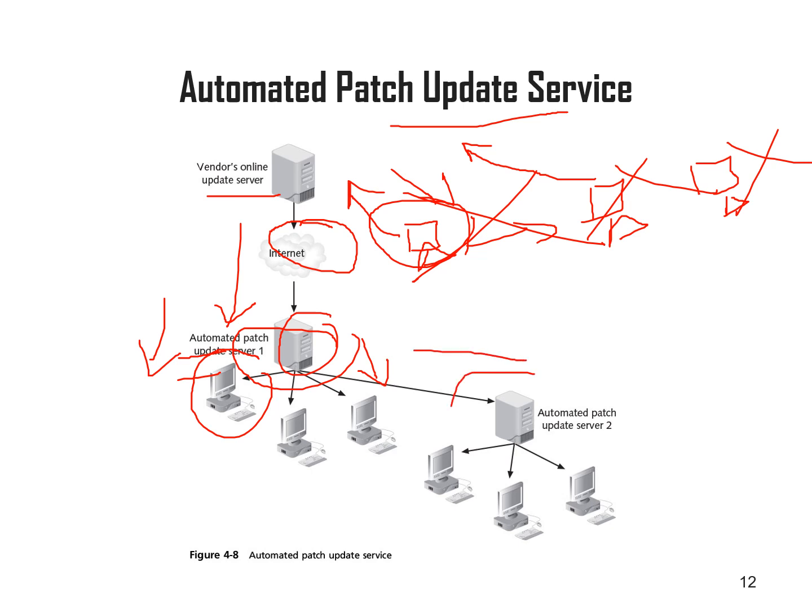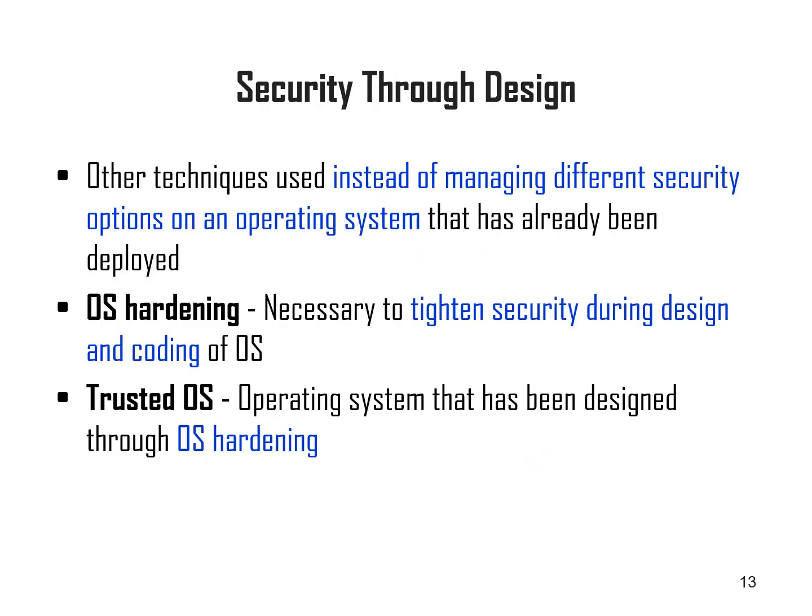Similarly, I can have a secondary automated patch server, from where I can fetch the details of the updates from the primary server, and do installation on different host machines. This is called the automated patch update service, a very important procedure. It is used for installing automatic updates, patches and security fixes on the systems locally instead of directly communicating with the vendor's online update service. So this is the second approach.